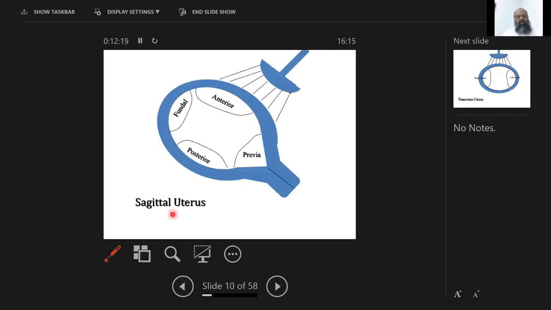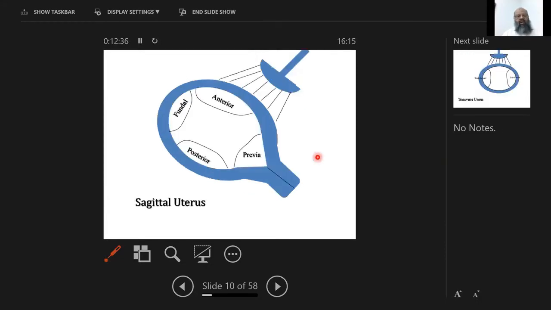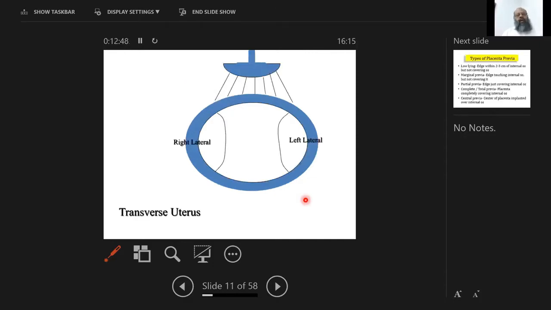Then we get a transverse uterus. This was the sagittal view. Then if we rotate the transducer transversely, the probe head will be on the lateral side, on the right side of the patient. The patient is lying supine. Then we scan, and you can see the right lateral and left lateral side. So once we are scanning, we will scan longitudinally, which is the sagittal view, ruling out whether it is fundal, previa, anterior, or posterior. And then we will look for right lateral or left lateral.